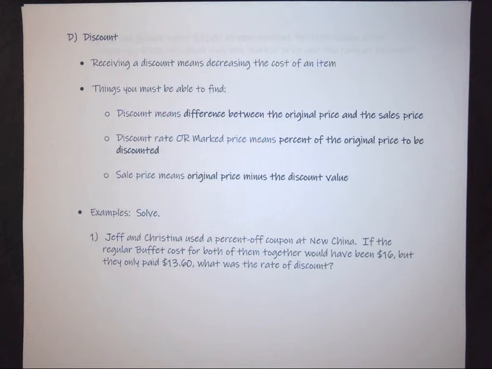When we're talking about a discounted rate or a marked price, we are talking about having the percent of your discount. And so then again, you would be able to calculate how much of a discount you're getting. Both of those two ideas require that you know your original price in order to figure out how much of a discount you have. Now, sales price means we're talking about your original price and we're subtracting out your discounted value. Okay? So I have a couple different examples where we're going to look at how discounts might work depending on what the problem is asking.